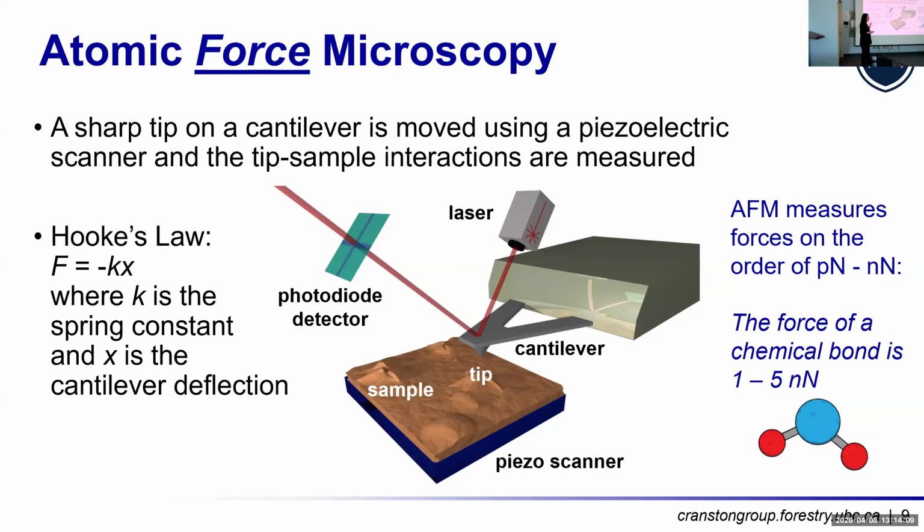And the way that we know the force is by using Hooke's law. So really simply, the cantilever is a spring. It has a spring constant, and the deflection of the cantilever up, down, times the spring constant gives us a quantitative force. So it's pretty straightforward, but we're measuring forces on the order of piconewtons to nanonewtons. And just for reference, a chemical bond is about 1 to 5 nanonewtons. So we're measuring chemical and physical interactions at interfaces, and that's the basic principle.